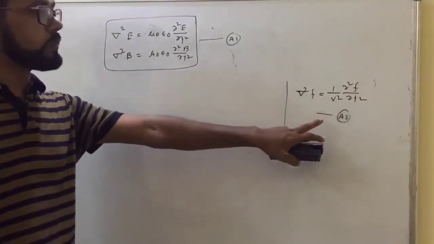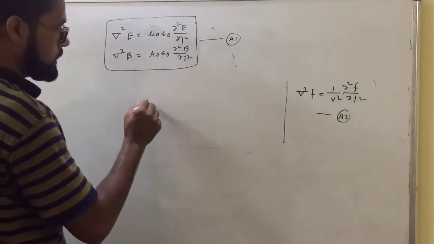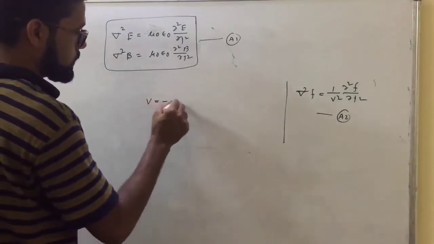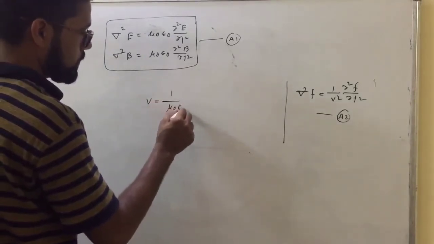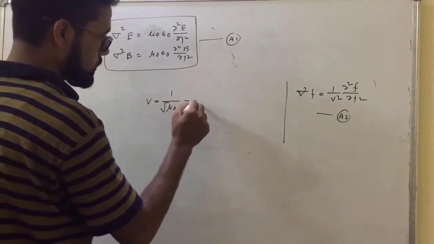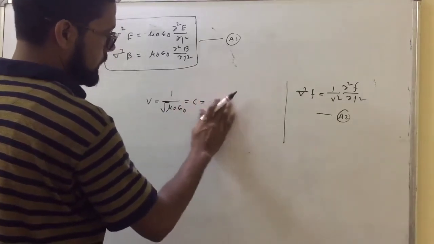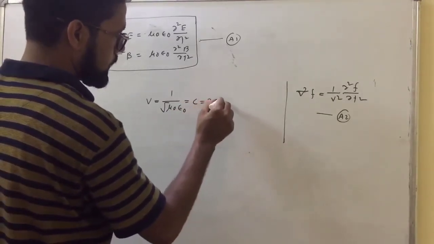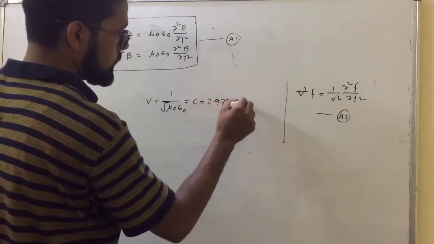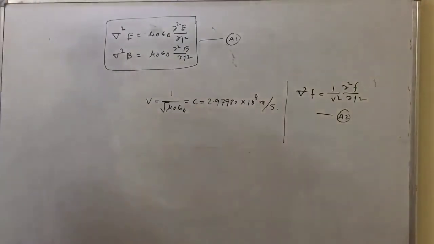So if you compare equation number 1 and equation number 2, then V equals 1 by under root of mu naught epsilon naught, which is represented as C. This is the velocity of light. The velocity of light is 2.99792 into 10 to the power 8 meter per second. Okay, this is the velocity of light.